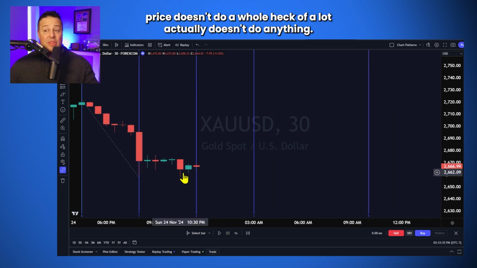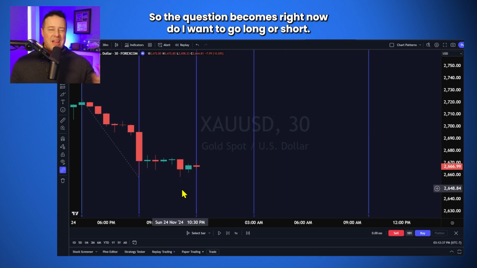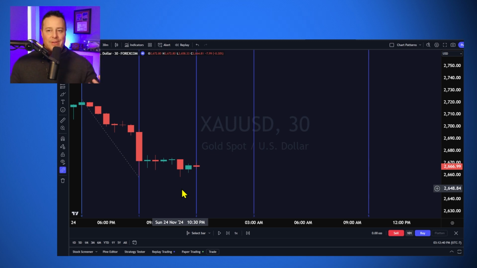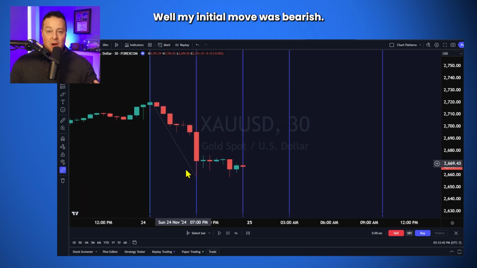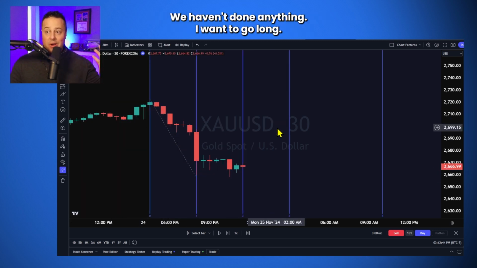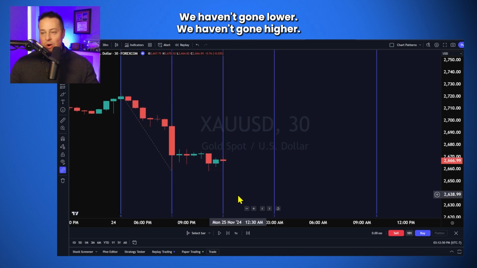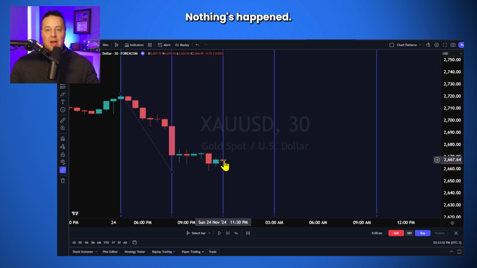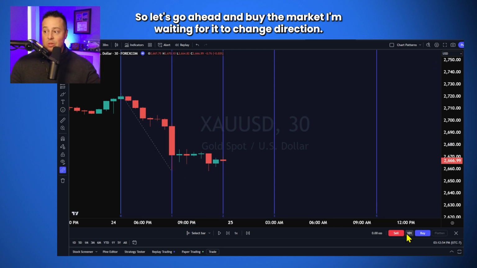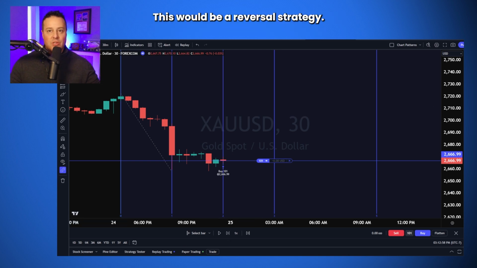Actually doesn't do anything. So the question becomes, right now, do I want to go long or short? Well, my initial move was bearish. We haven't done anything. I want to go long. That would be my read right here. The reason why, initial move bearish, haven't done anything. We haven't gone lower. We haven't gone higher. Nothing's happened. I'm going to go ahead and go long the market. So let's go ahead and buy the market. I'm waiting for it to change direction. This would be a reversal strategy.